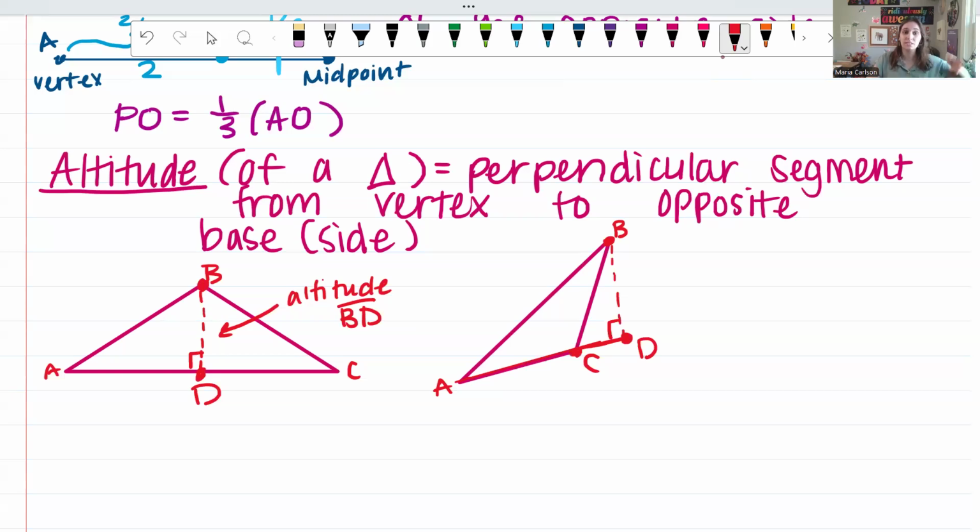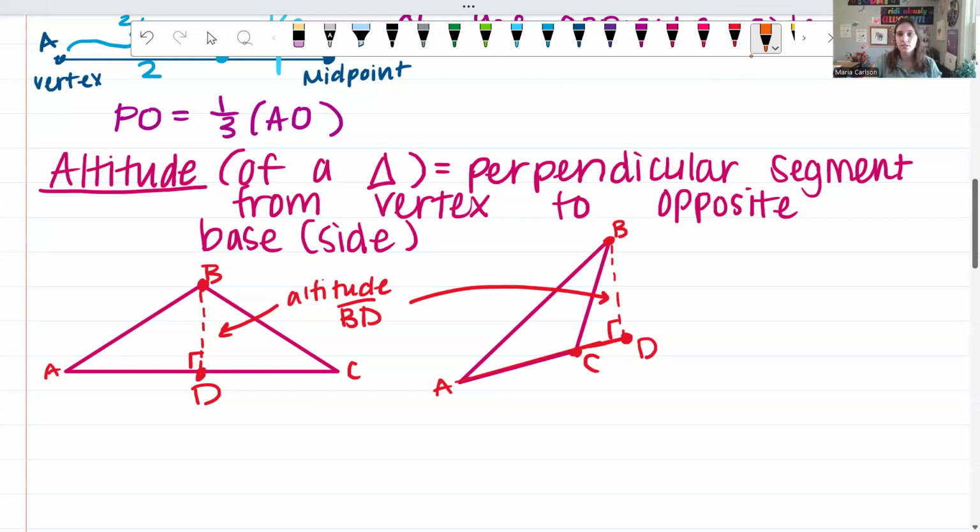So I have altitude BD, which is inside the triangle for our acute triangle, but in our obtuse triangle, this altitude was outside. BD is the altitude from B to base AC, just measuring the distance, right? Between the level AC is at and the level B is at.